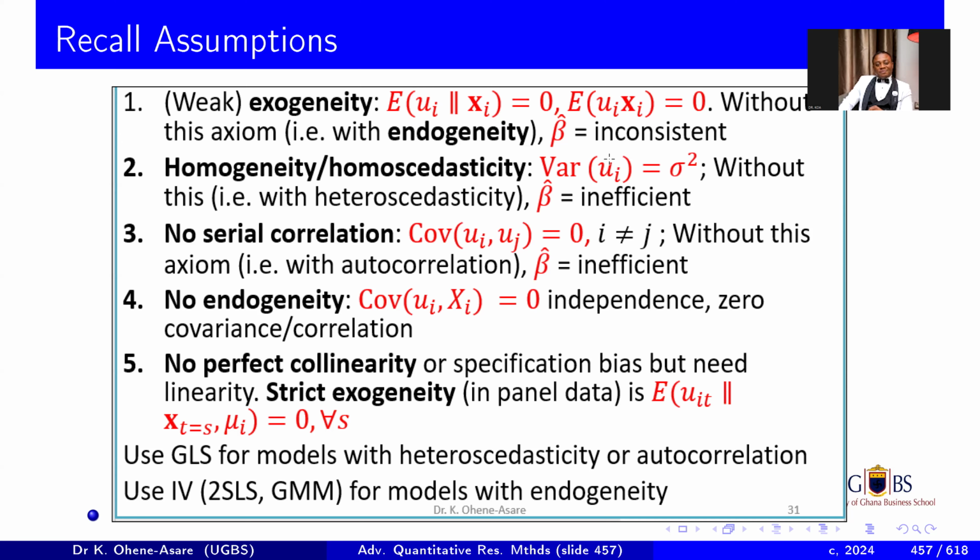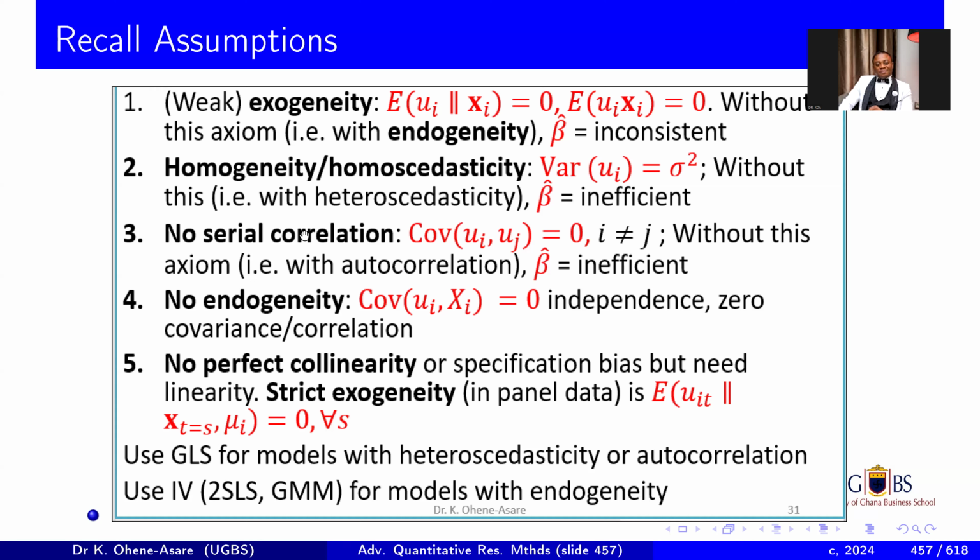The next assumption is no serial correlation, or no autocorrelation. In other words, the covariance between two errors, u_i and u_j, should be 0. In other words, there must be orthogonality. The two must be orthogonal. They must not be correlated with each other. If there is autocorrelation, then the beta parameters are not going to be BLUE at all. And that is not good.